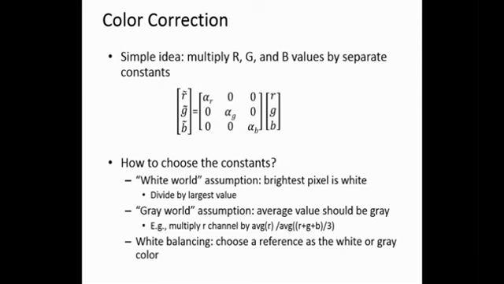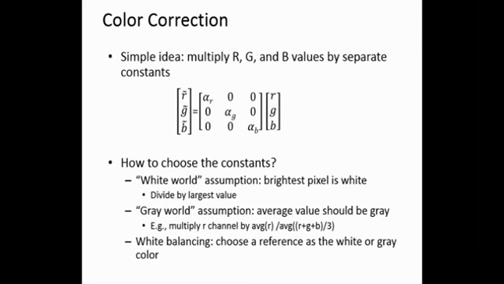So you can say, okay, I'm going to assume that on average the world is gray, and then you multiply the R channel by, that looks a little backwards to me. So I think you would divide the R channel by the average of R over the average of R, G, and B. And then if you do that for each of the channels, then after you're done, the average intensity of R, G, and B will all be the same. And then another way, which I said before, was to use some kind of reference, so for white balancing.